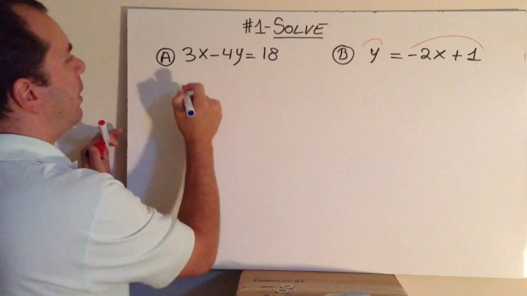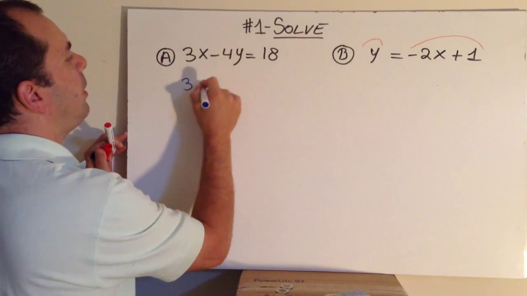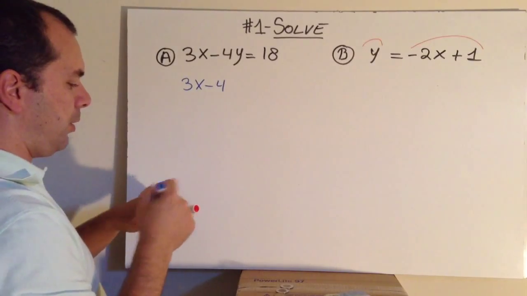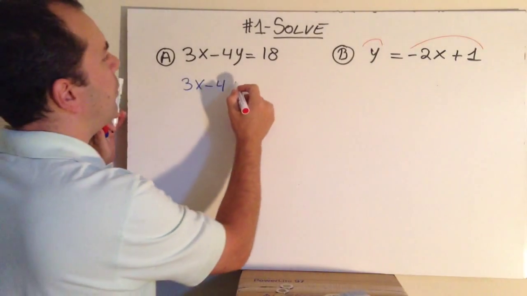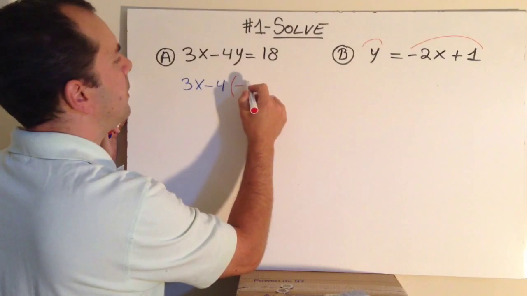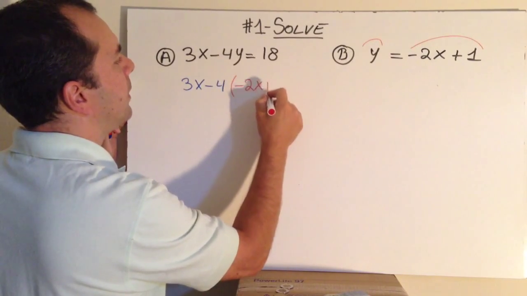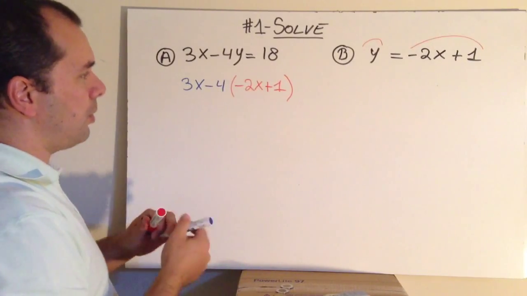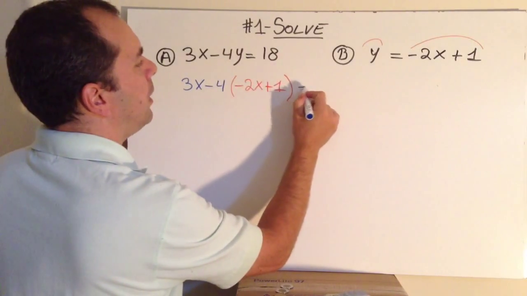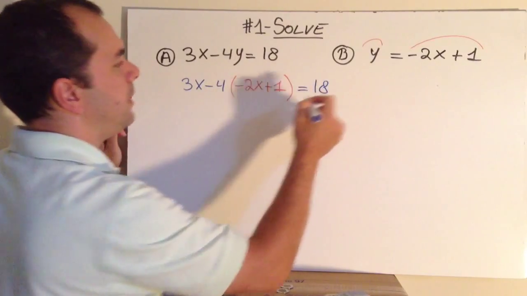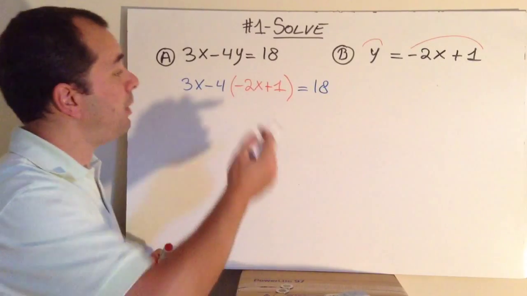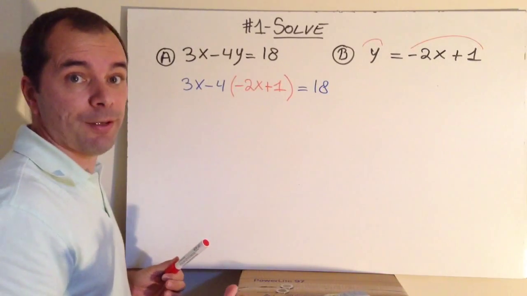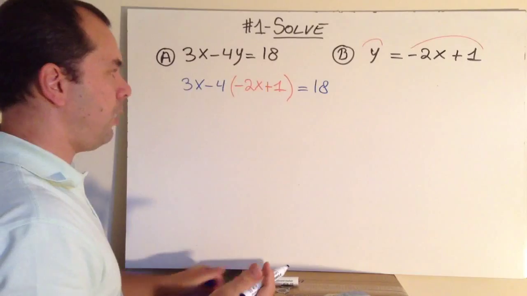So I'm going to replace it and say 3x minus 4, and now I'm going to put the y. So the y was minus 2x plus 1. And that has to go in between brackets. And that's equal to 18. Now what I've done is I've created one equation when there's only one unknown. So therefore we can solve for it. So here it goes. Just doing a little bit of algebra.